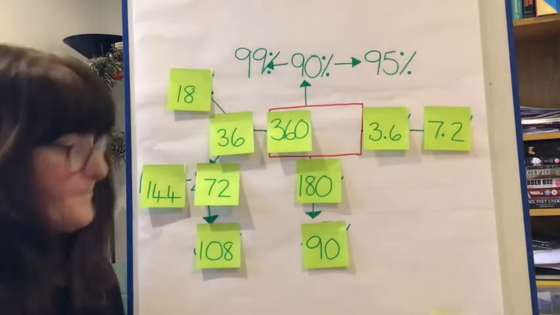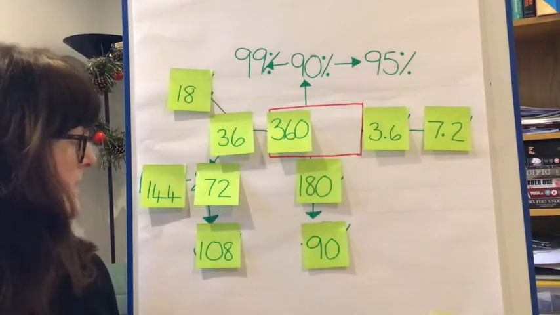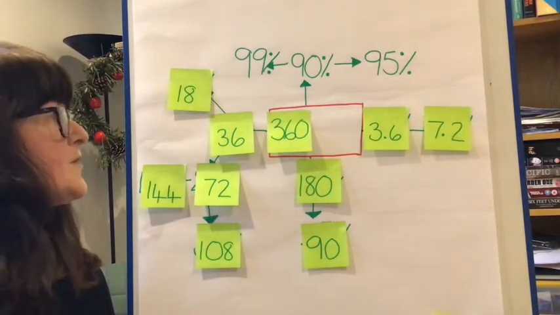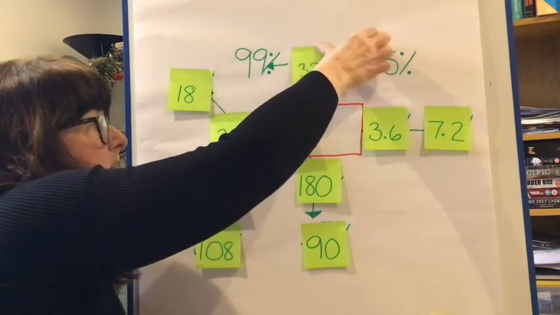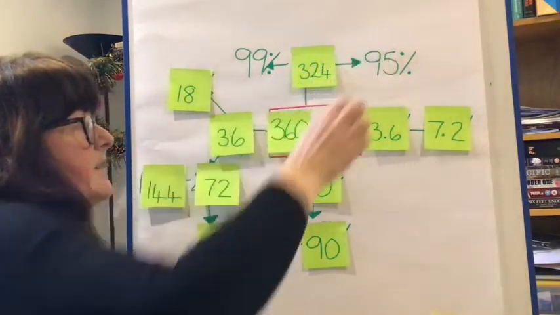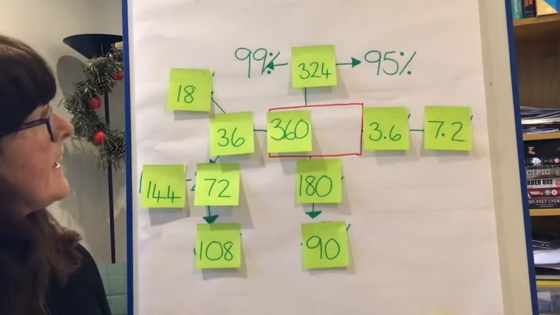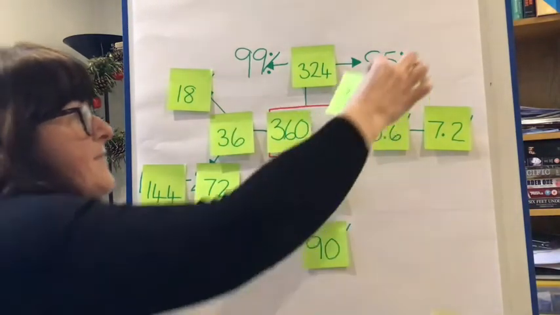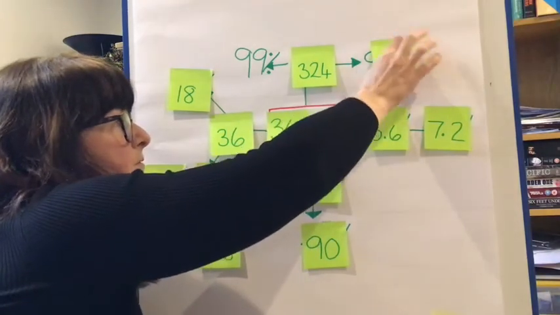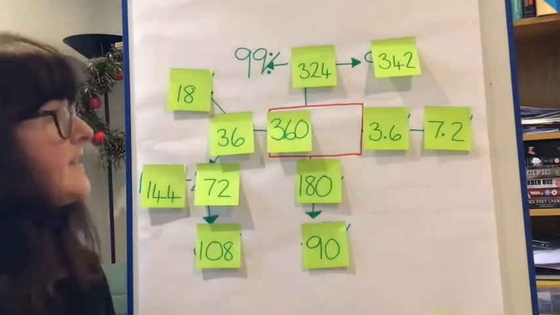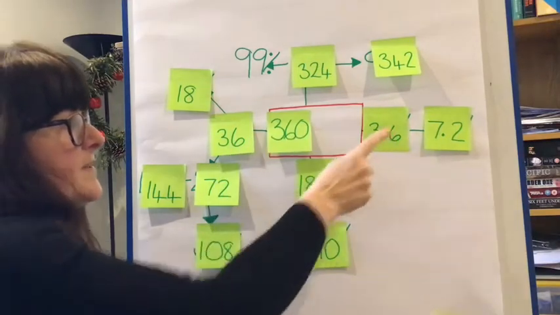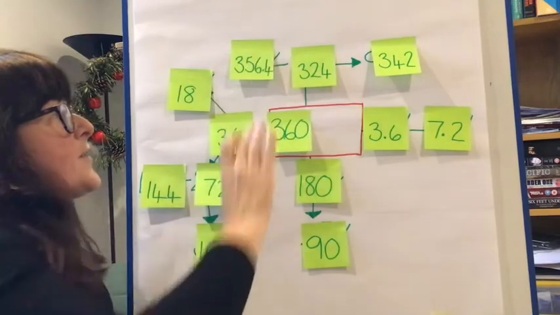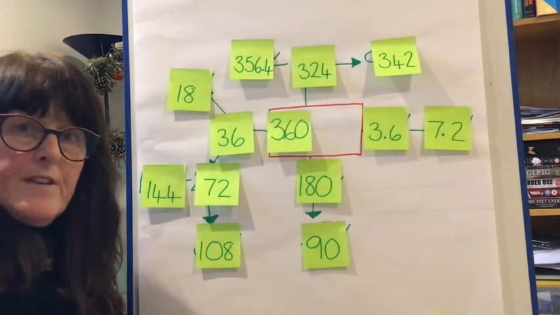Up to 90%. So for 90%, we need to add 50% and 40%, or 10% times 9. 95%, 90% plus 5% would be 342. And 99%, you can do 100%, subtract 1%, would be 356.4.